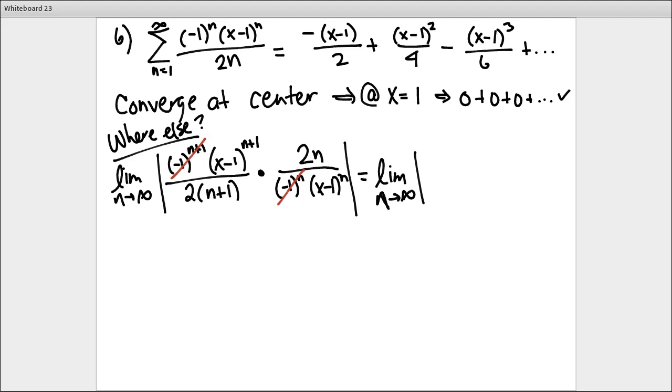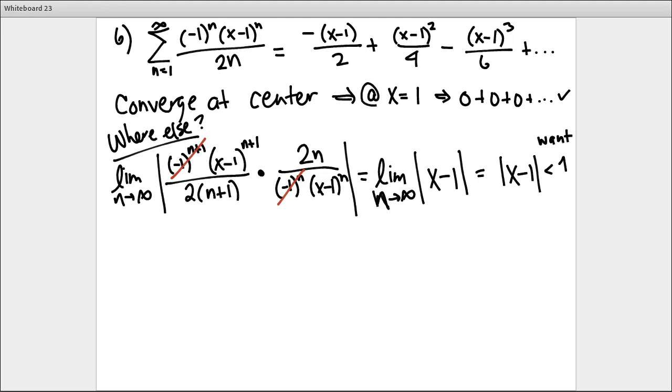And so what you're left with is (x minus 1) to the n plus 1 divided by (x minus 1) to the nth. And so you're left with just x minus 1. And there's no n's anymore. And so as n goes to infinity, you're just left with the absolute value of x minus 1. Now, when does this converge?